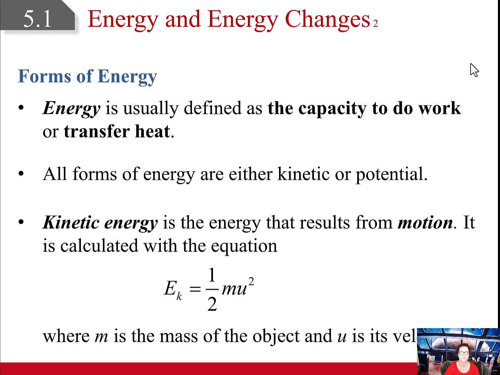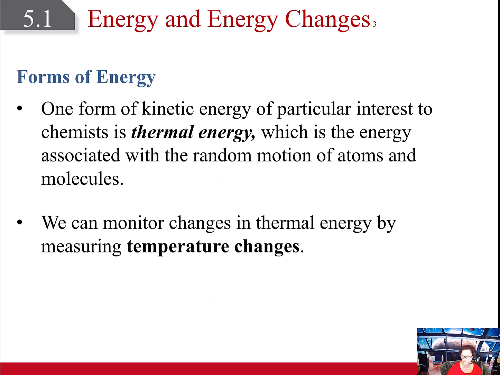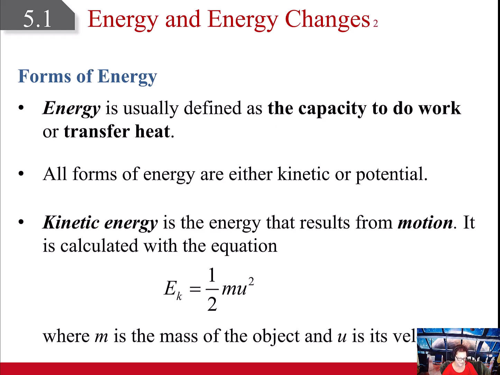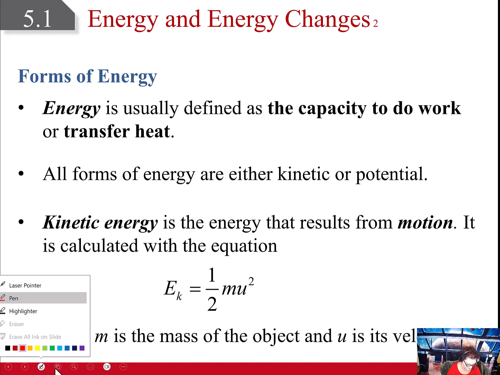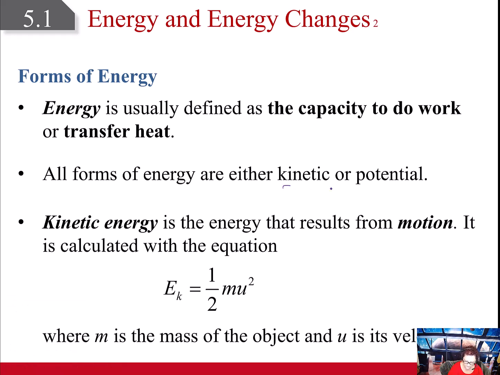So energy is defined as the capacity to do work or to transfer heat. So we have two forms that we can use in our calculations. All of them are either kinetic or potential. Okay, kinetic energy or potential energy. Get that underlined. Okay, so kinetic energy is what we think of as energy in motion. So that's energy that we are using, okay, that's being used. Whereas potential energy is that which is stored, that is ready to be used when we need it.